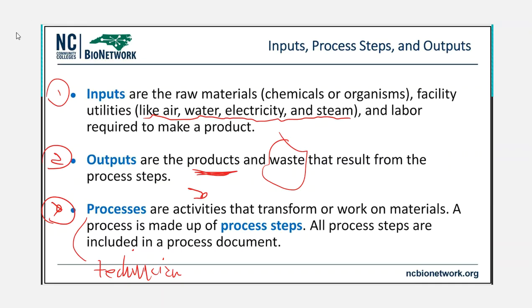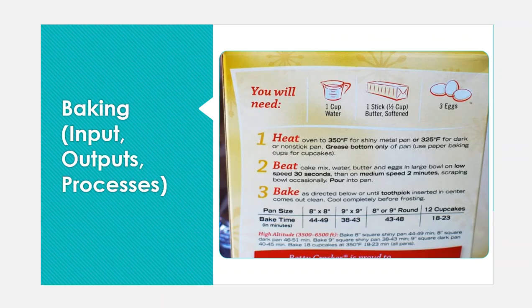All right, so what I like to do is every now and then, step back and take a look at our common everyday life. There you go. Here's a process, right? This process is making a cake, and I've got some inputs up at the top. Inputs are all of the ingredients that are needed in order to make a product. Well, here are the inputs. It is a cup of water, a stick of butter, and 3 eggs. That is an input, okay?